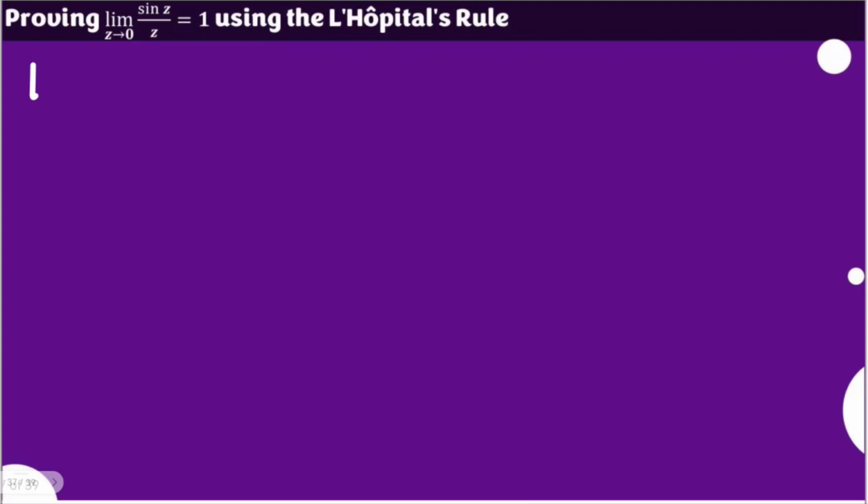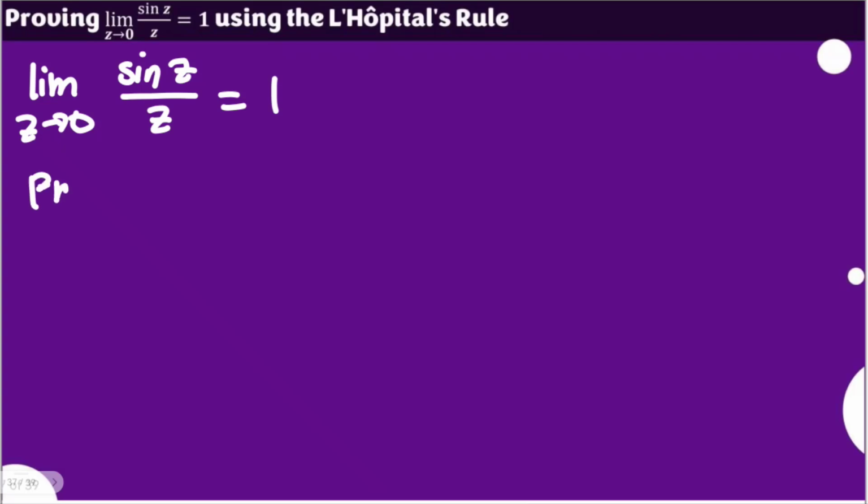We have here the limit of sine z over z as z approaches 0 equal to 1. That is actually the identity for this one here. Of course, this is 0 over 0 if we try substituting, because as you substitute z approaching 0, it will not be equal to 1. That's the use of this video. So we are going to show the proof that L'Hopital's rule could be used here.